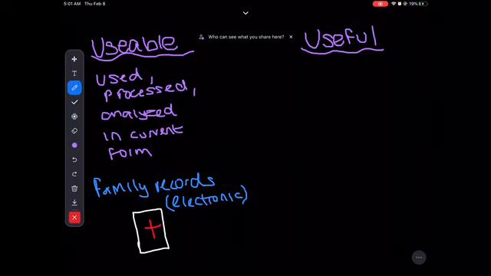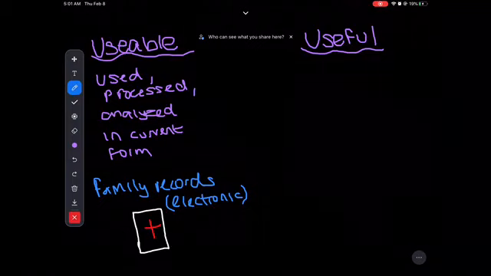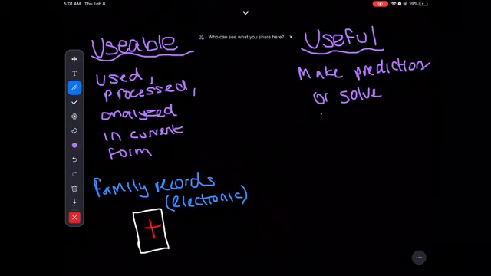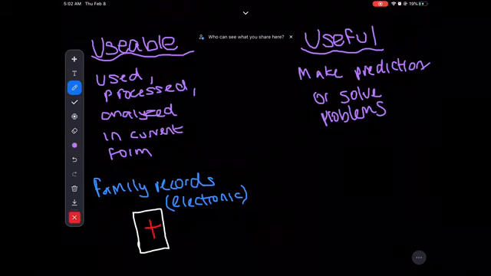Now, obviously, something that can be used, right? Yeah, that's given. But let's delve a little bit deeper into that and come up with an actual definition. One example of useful that I find to be pretty useful is someone that can use this data to make predictions or process it to solve a problem. Basically, it's just something that can be used for some purpose.